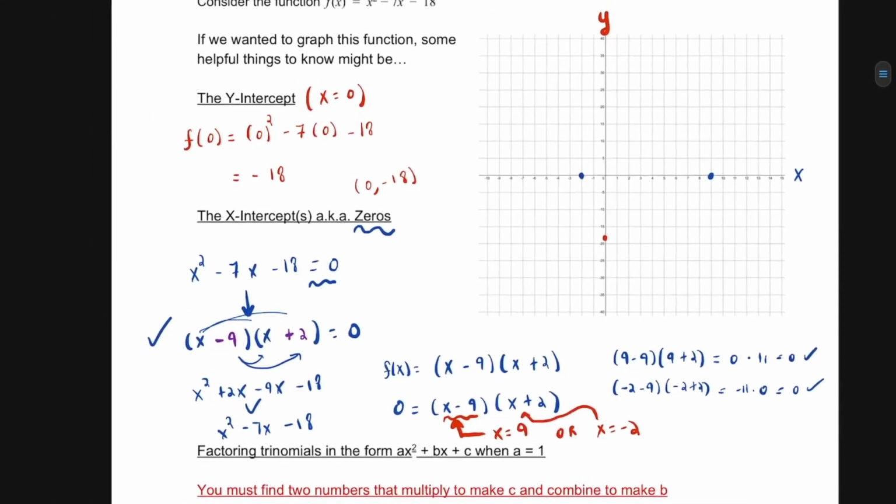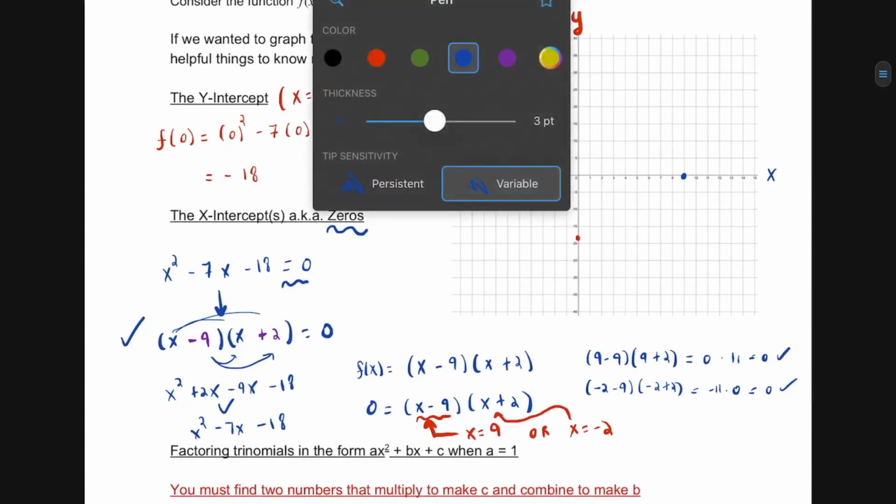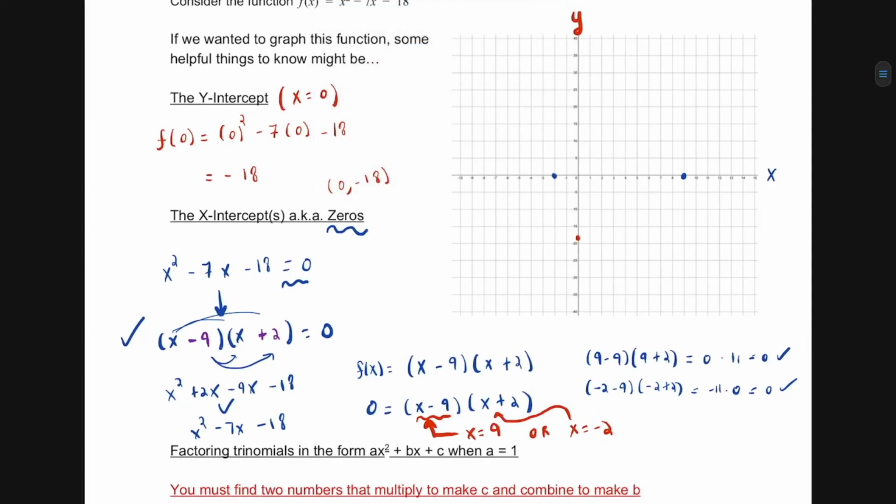Now I know that this is a symmetric parabola, so we're going to learn some other ways to find the vertex of this and so on, but roughly this would help me sketch my graph.